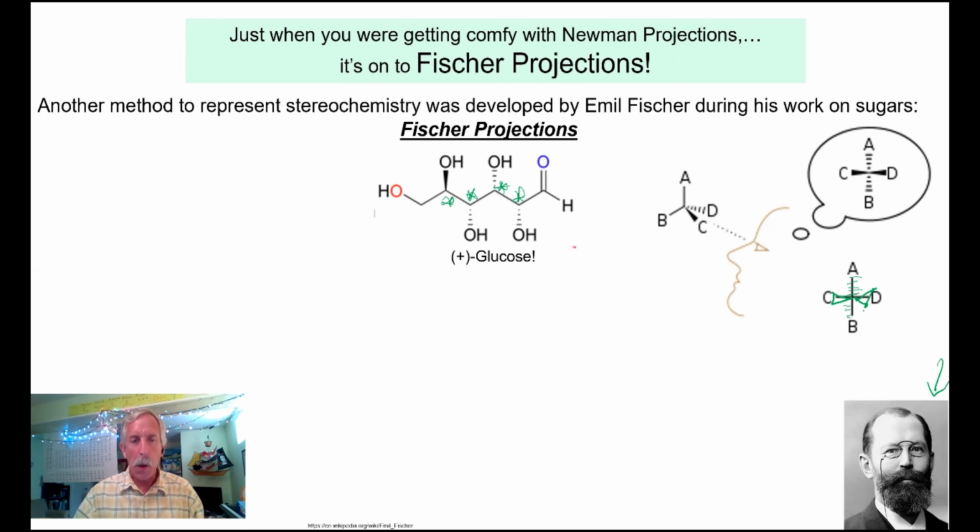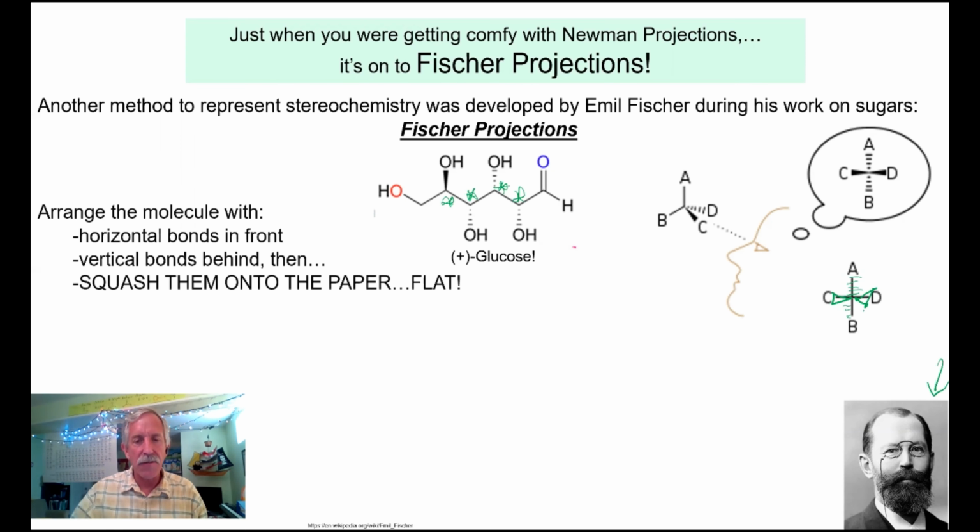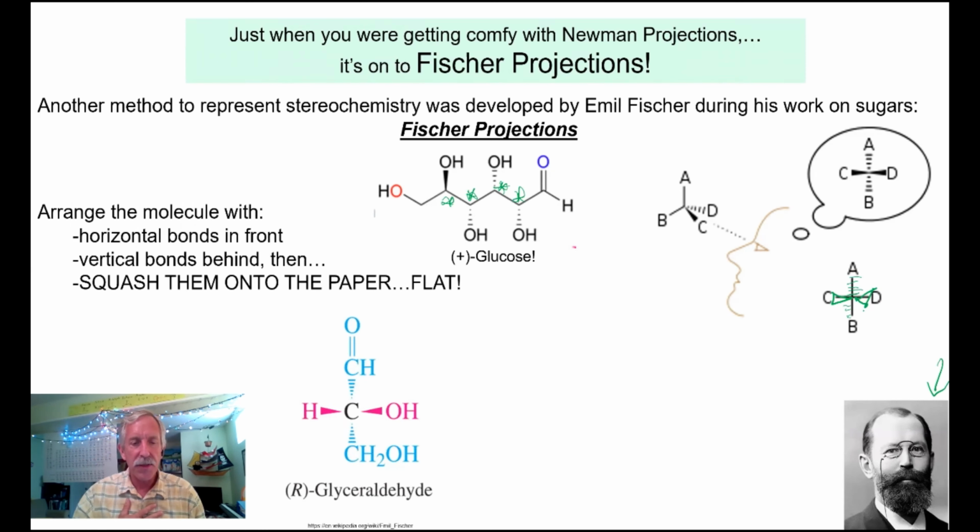Okay, so this is a way that he could now visualize every single glucose molecule that he ever came up with, or that we can start looking at things like glyceraldehyde and redraw this tetrahedral carbon with the OH and the H pointing out at you. And again, this is the same three-dimensional shape. It's still tetrahedral with two bonds pointing away.